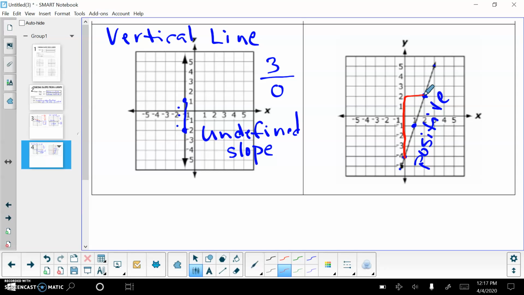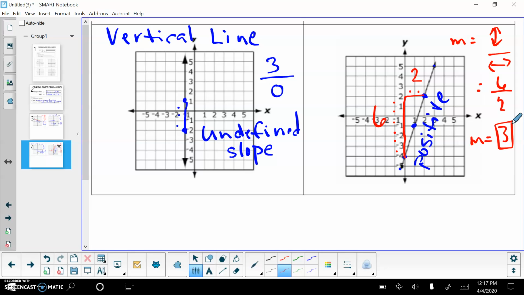And now I'm going to count the spaces. So from the -4 up, that went up 1, 2, 3, 4, 5, 6 spaces. And then across it went 1, 2. Remember that my slope fraction is the up and down number on top of the across number. So my up and down number was a 6, my across number was a 2, and that does divide out. 6 divided by 2 is 3, so my slope is a 3.